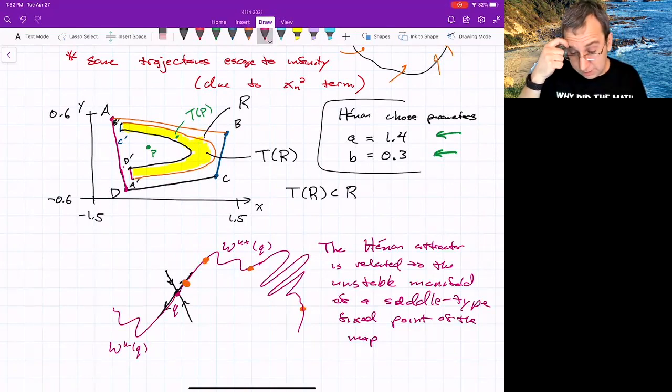I wanted to mention an experiment where you could see a strange attractor.